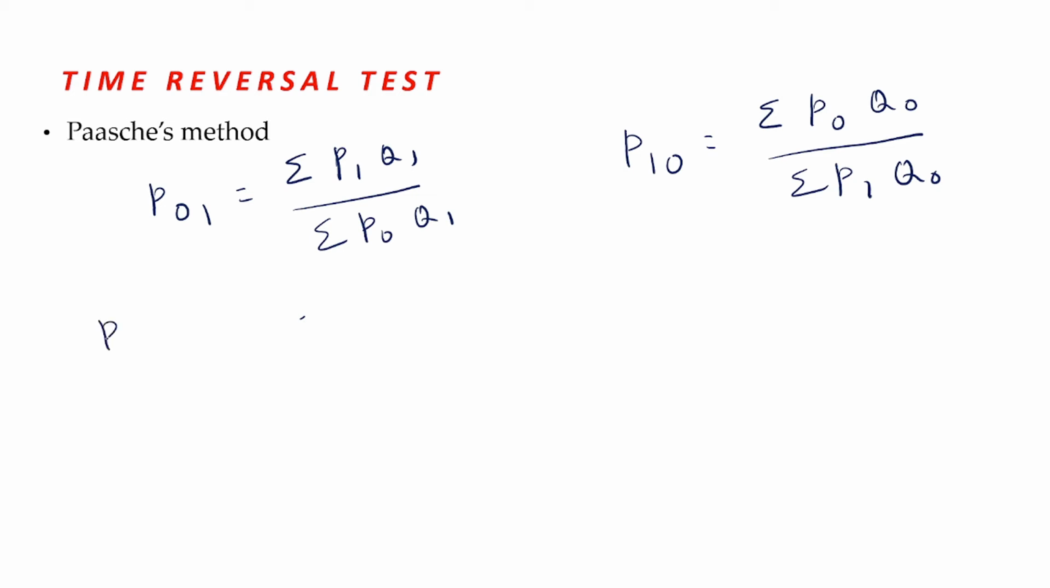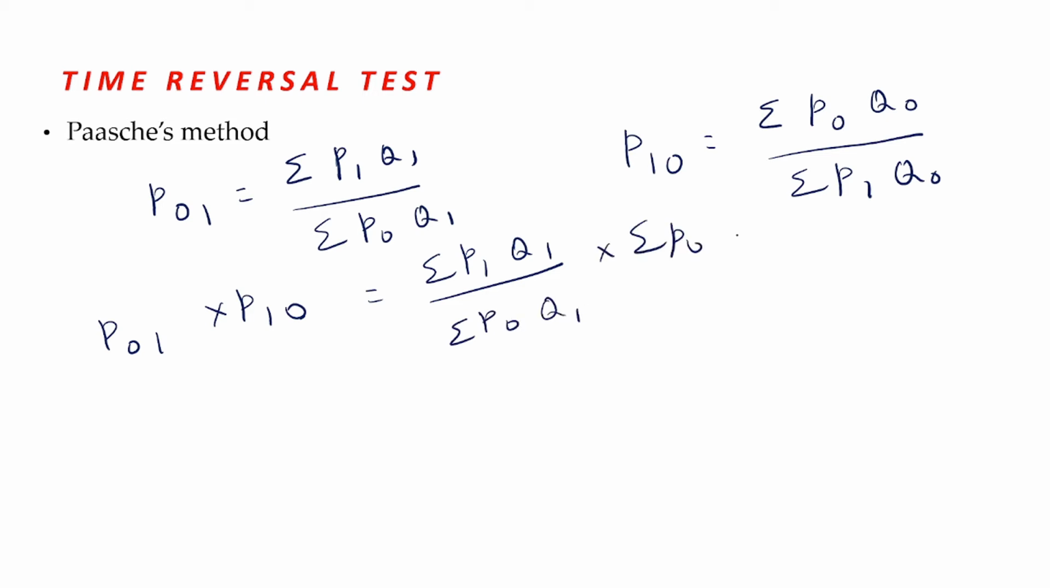Now if we want to find P01 into P10, this is equal to summation P1 Q1 upon summation P0 Q1 into summation P0 Q0 upon summation P1 Q0. Now this is also not equal to 1. So Paasche's method also does not satisfy the time reversal test.